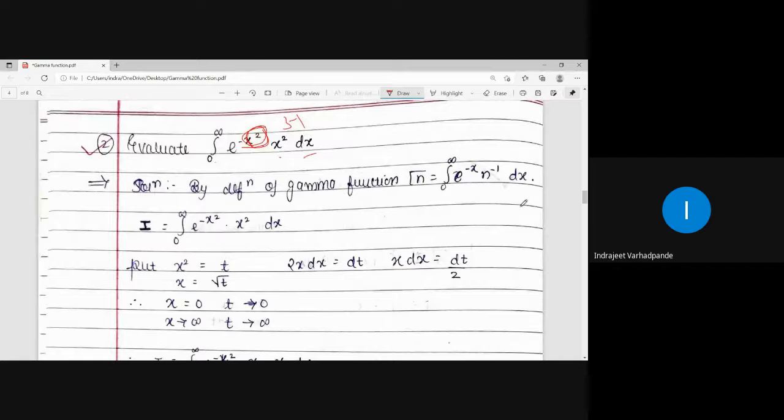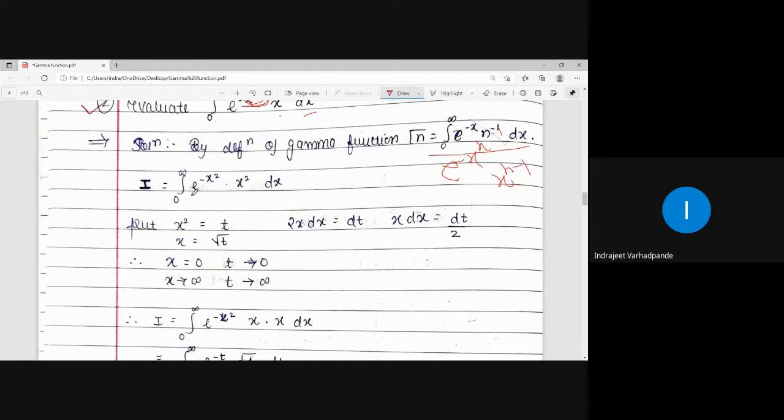So by definition of gamma function, gamma n is equal to integral 0 to infinity e to the power minus x into x to the power n minus 1 dx. Let I be equal to integral 0 to infinity e to the power minus x square into x square dx. Put this x square equal to t. 2x dx equal to dt. x dx is equal to dt by 2.